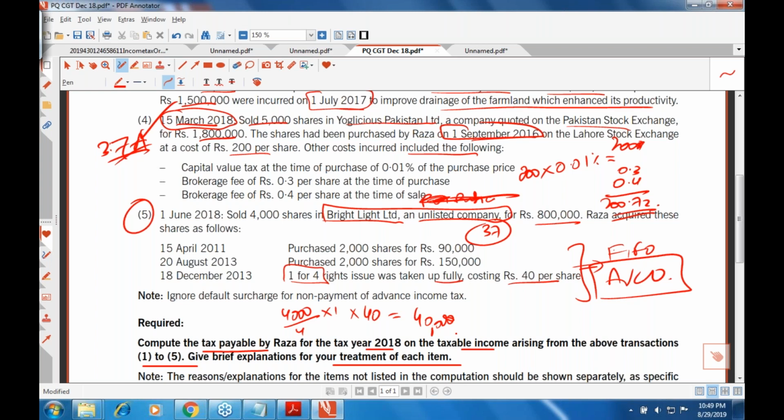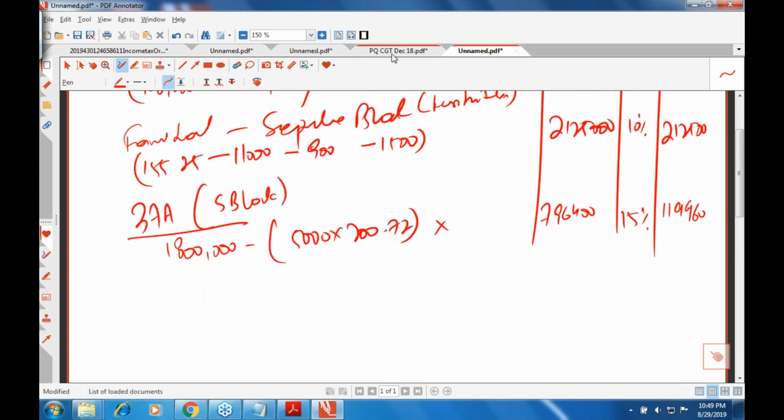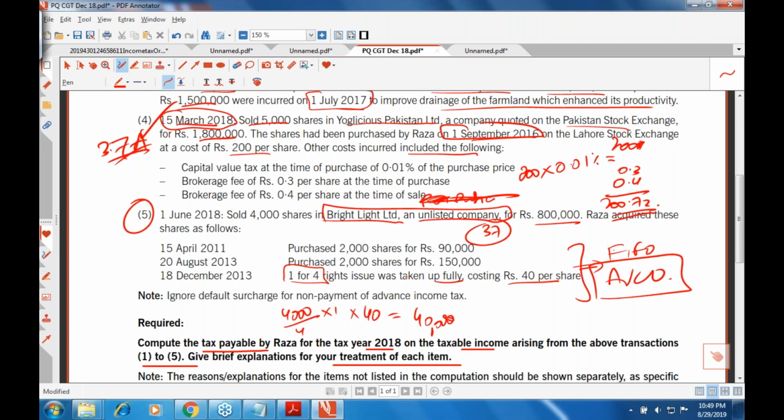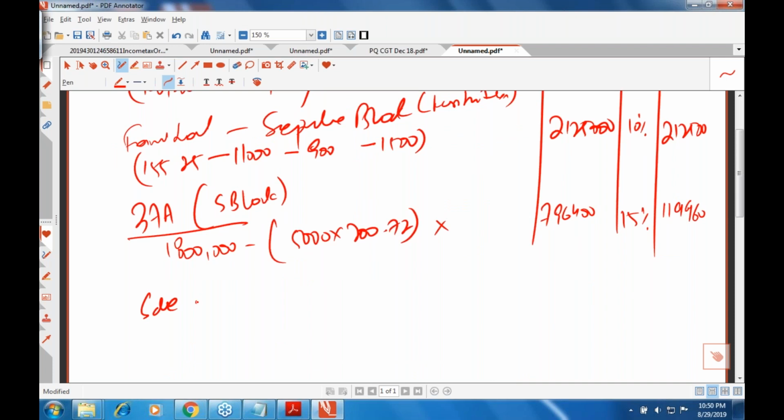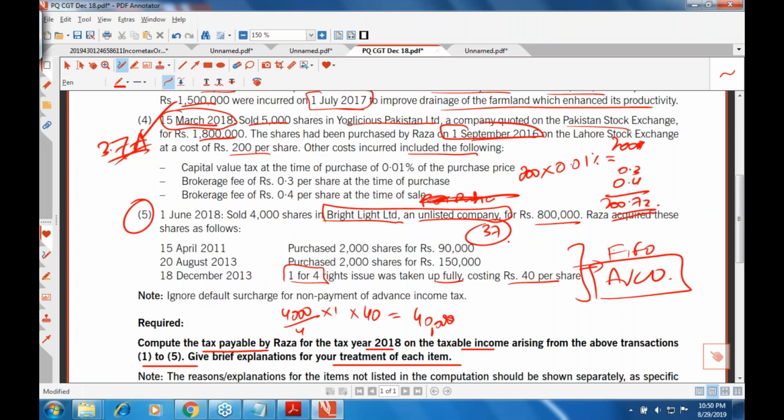So this is all going to be 40,000. Now let's try to understand. Basically what happens is, sale of shares in Bright Limited. We need to see if it's being done in a proper manner. I mean, if it's sold after more than 1 year.